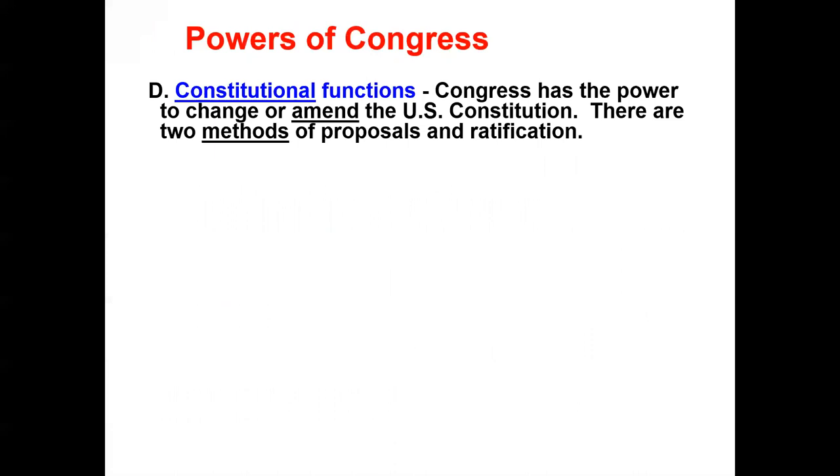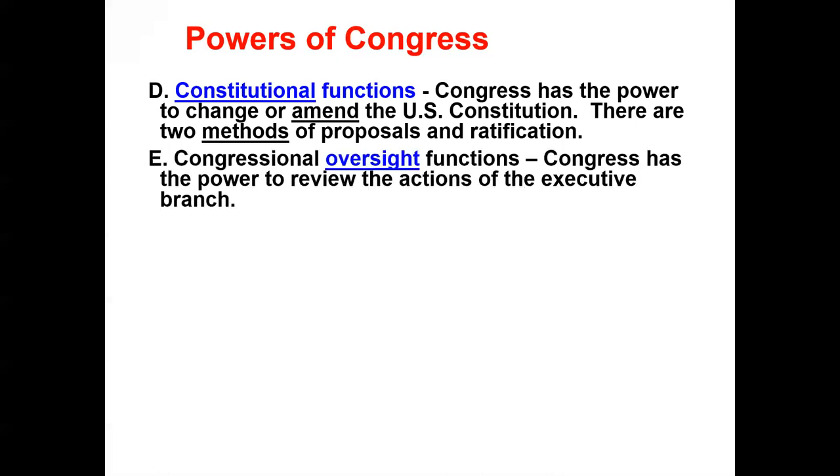Constitutional function. Congress has the power to change or amend the US Constitution. We have already covered this, if you remember. There are two methods of proposal and two methods of approval of amendment for the U.S. Constitution. So we covered this under the chapter related to the Constitution.